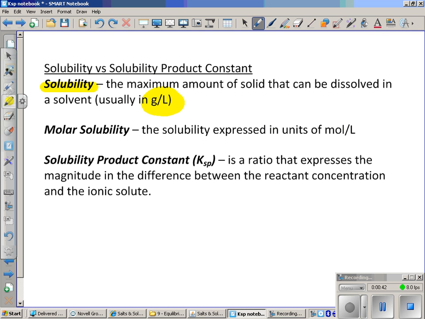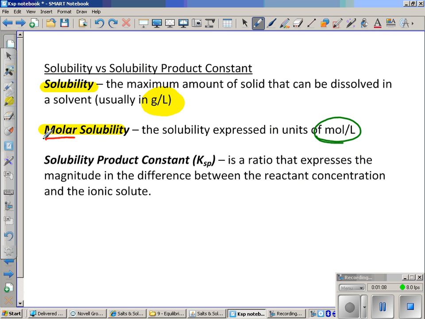Now, if they use the term molar solubility, you see the difference here between that term and solubility. It's the same thing, the maximum amount of solute that can be dissolved, but it's in the unit of moles per liter, hence the term molar solubility.